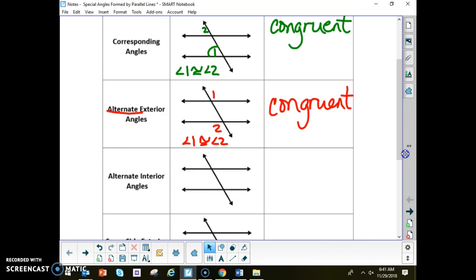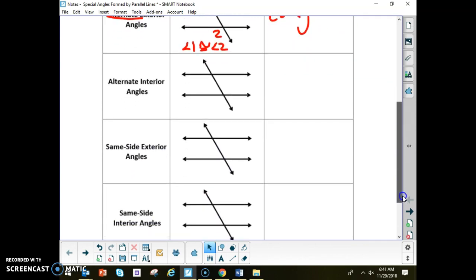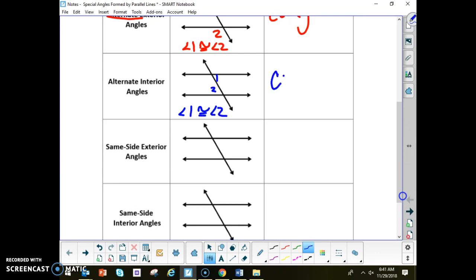Okay, by the same token, I look at alternate interior angles. So now they're going to be in between the two parallel lines, and they're on opposite sides of the transversal, angle 1 and angle 2. And if I glance at these, angle 1 will be congruent to angle 2. So these also are congruent.